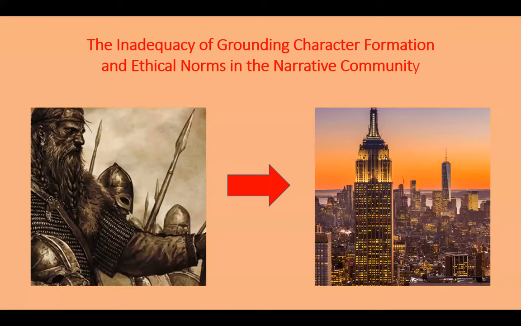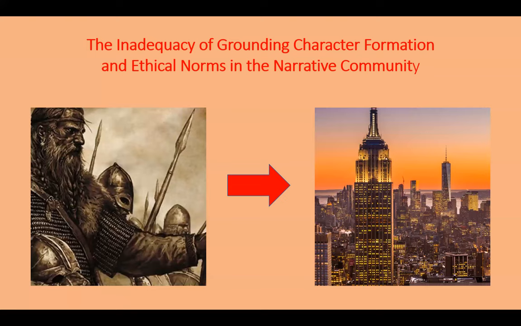Another negative aspect of the relational motif is the inadequacy of grounding character formation and ethical norms in the narrative community. Let me expand on this. If a community is itself unjust, how can we evaluate it from a transcendent basis of ethics? There must be something beyond the community to determine whether that community is morally just or not, as well as how close or far they are from the divine standard to which God calls them.